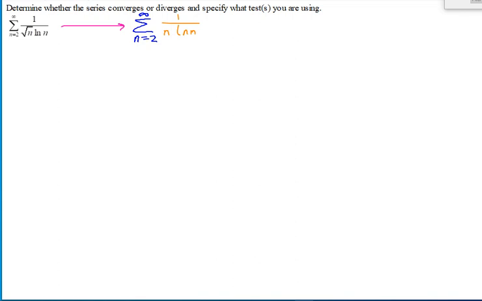And when you start substituting 2, square root of 2 is smaller than 2 in the denominator. So this one has a larger denominator, making this one smaller. So we can say this one's always larger than.